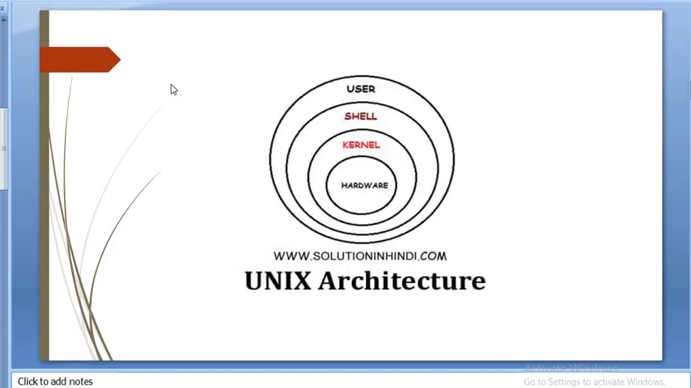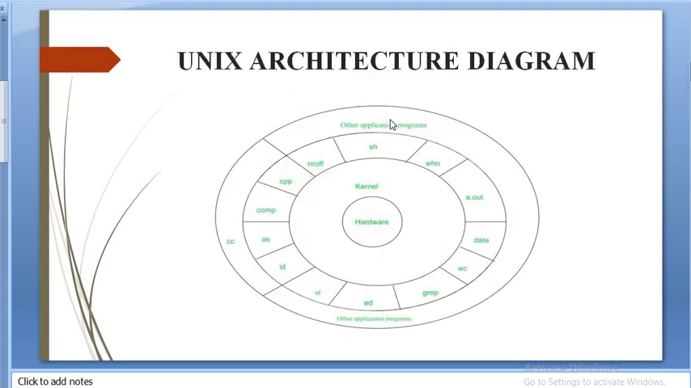Unix contains three major parts: shell, kernel and commands. Okay, kernel is the interface between user and the hardware. Listen please, the Unix architecture contains three parts. One is kernel, another one is shell, another one is commands. Okay, kernel is the interface between user and the hardware. Okay, what is shell? Shell is called command line interpreter. That is, shell will accept the command, then execute the command. This is the architecture diagram.